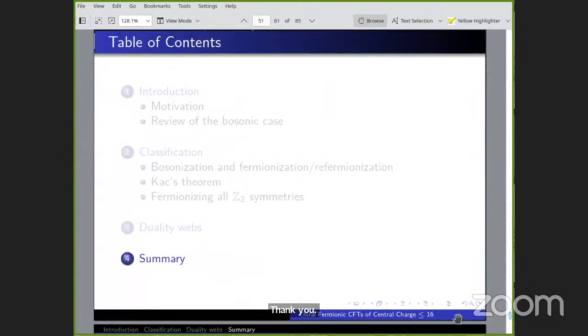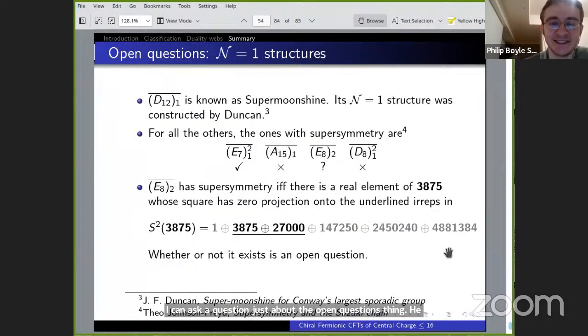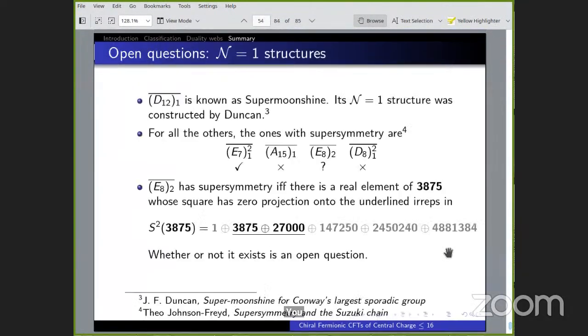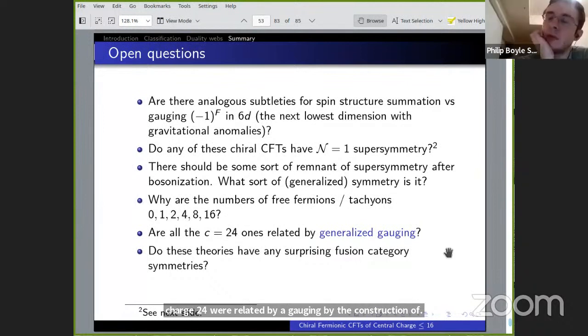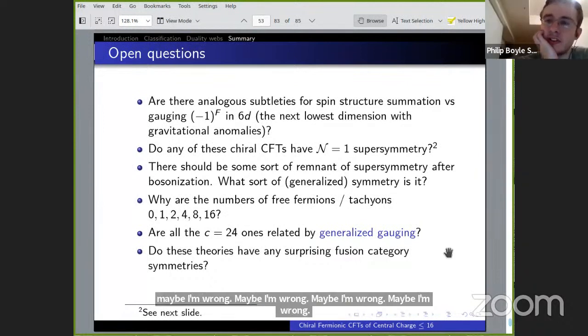Maybe I can ask a question just about the open questions. Hi, Justin. Hello. Thanks for the talk, and there was a very nice paper to read as well. On one of the open questions, I think it was the previous slide: are all the c equals 24 ones related by generalized gauging? Now, I thought all the bosonic holomorphic VOAs at central charge 24 were related by a gauging, by the construction of Höhn and Möller, but maybe I'm misunderstanding what's meant. Probably I'm just forgetting what Höhn and Möller actually did.